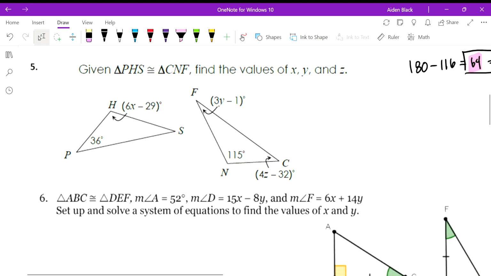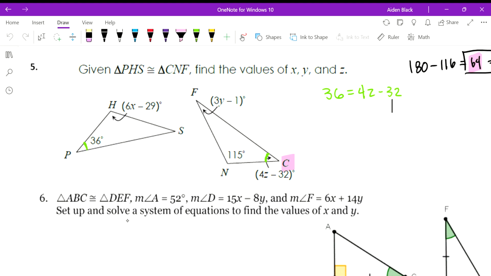Alright, so they tell us that triangle PHS is congruent to triangle CNF. So once again, corresponding parts are congruent. All of them. The angles, the side lengths. And so if we need to find the value of x, y, and z, we can look at what corresponds with what. I know that angle P corresponds to angle C. So here's P, here's C. So I'm going to put a little arc here. Please practice this. This is going to help. And I'm just going to write the equation right away. I know that 36 is equal to 4z minus 32.